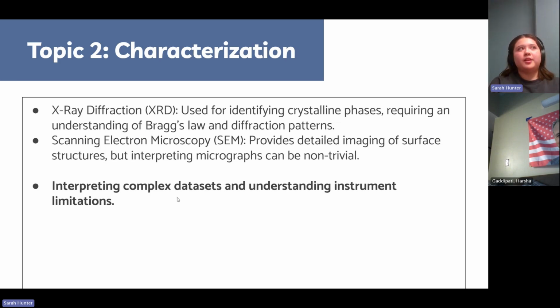So basically, with this category, there's a lot of interpretation. You won't be asked to actually use these machines because they won't be providing these for you, but you will be interpreting a lot of the data from these specific types of measurements, and you will have to be able to understand these instruments.